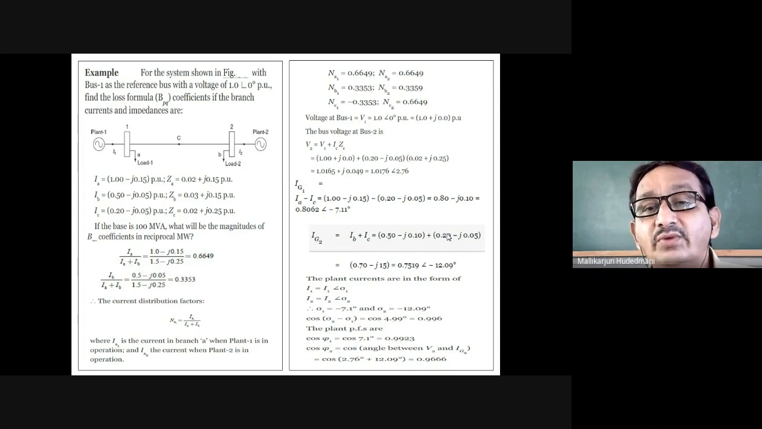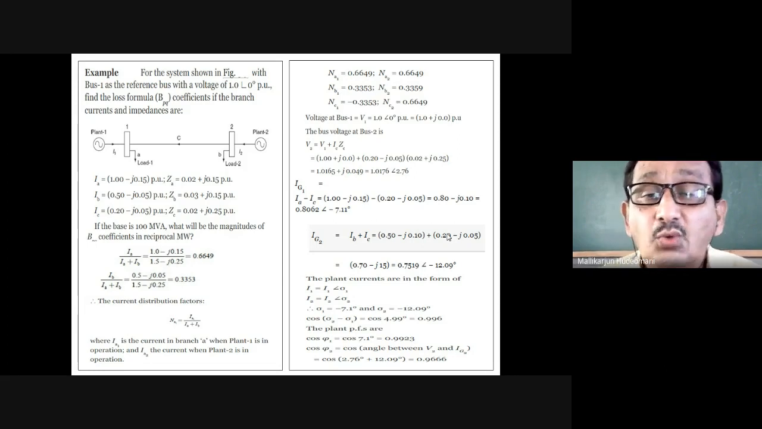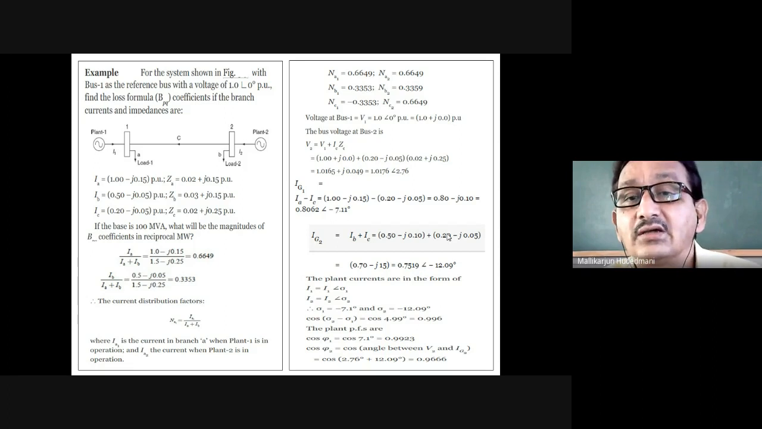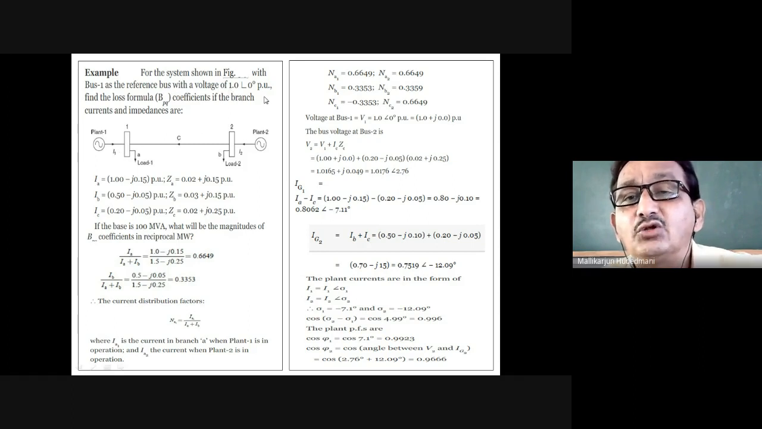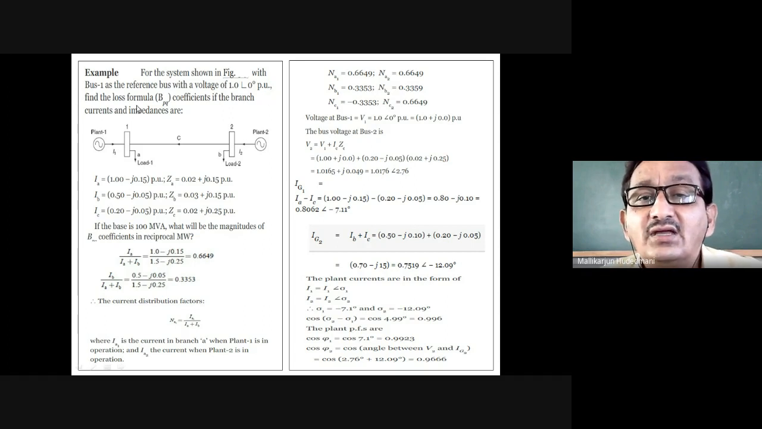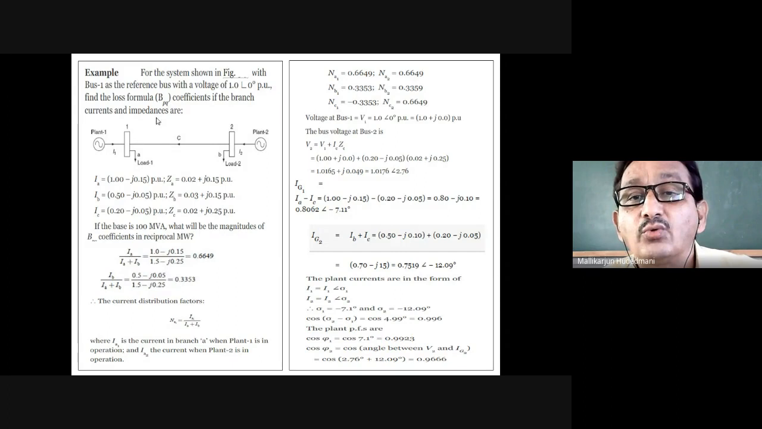For this problem, we need to understand very carefully how current distribution occurs and how the resistance of each section is important. Let us concentrate on this problem. Such a problem you may encounter in the examination. For a system shown below with bus 1 as a reference, with a voltage of 1 angle 0 pu, find the loss formula BPQ. It means you have to identify B11, B12, B22.